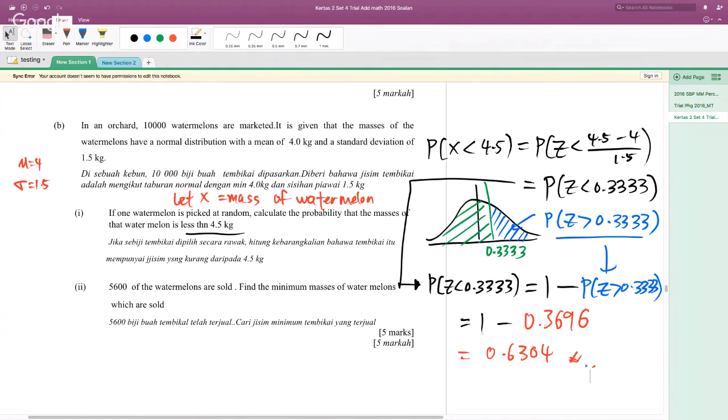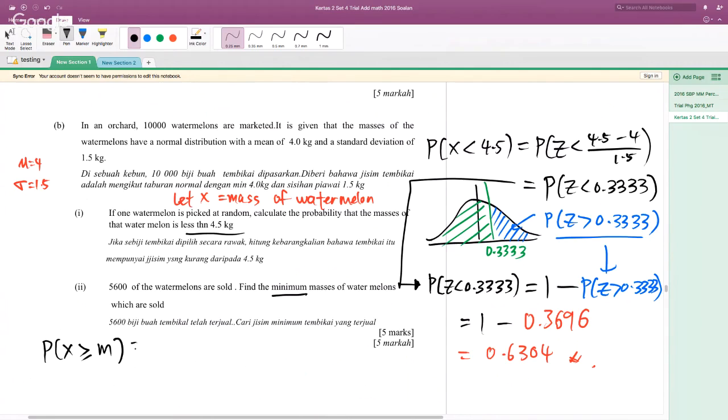Okay, just like this. And then the next part, they say 5,600 of watermelon are sold. Find the minimum mass of the watermelon which are sold. So we know minimum mass. So I know the mass of the watermelon should at least be some value. I'm going to call it M, must be bigger or equal to M, because they want the minimum mass. This is the reason why we call it minimum. If I say minimum will give you 5 ringgit, that means I at least will give you 5 ringgit. I will give you more than 5 ringgit, isn't it? This is the meaning for minimum.